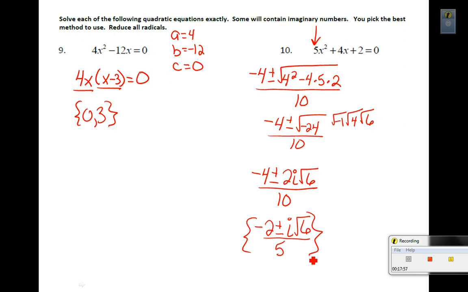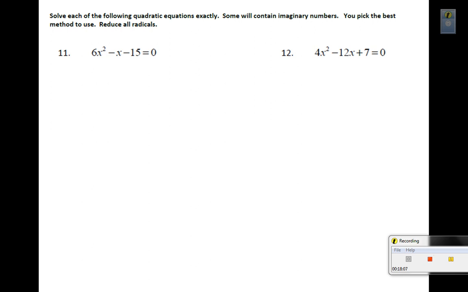Hang with me on the last two, and then we've got our win. Here's my number 11 and 12. You might think about which method is going to be best to use. But as soon as I see a number in front of that x squared that I do not know the square root of, I'm going to go grab the quadratic formula.